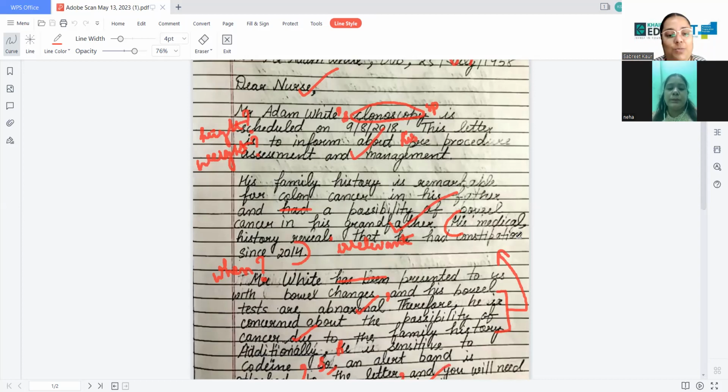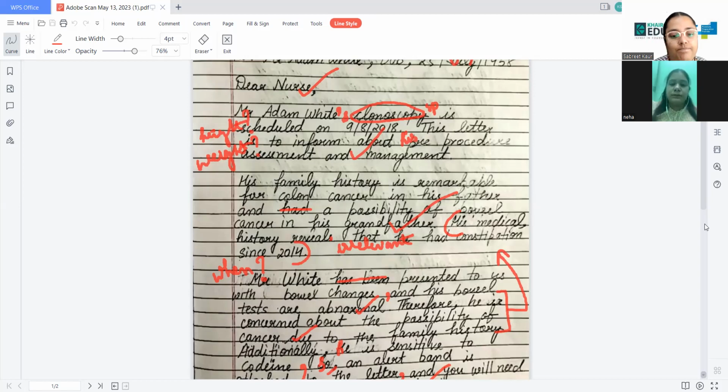No, ma'am. Ma'am, he is concerned about the possibility. It's mentioned in the second paragraph. It is to be mentioned in the second paragraph, because that's the reason why the colonoscopy needs to be performed.